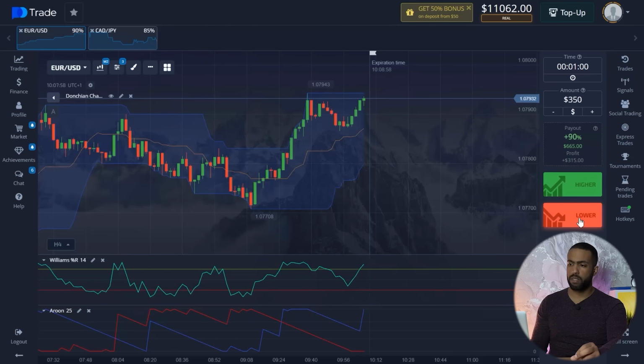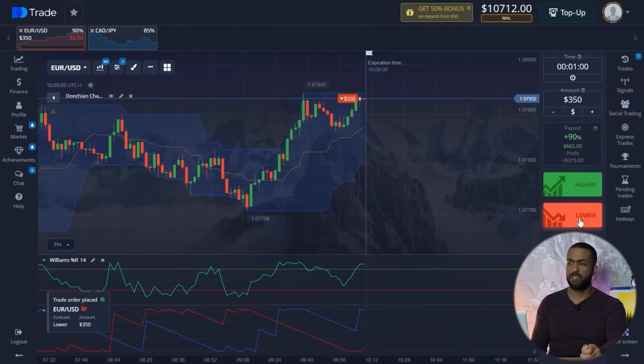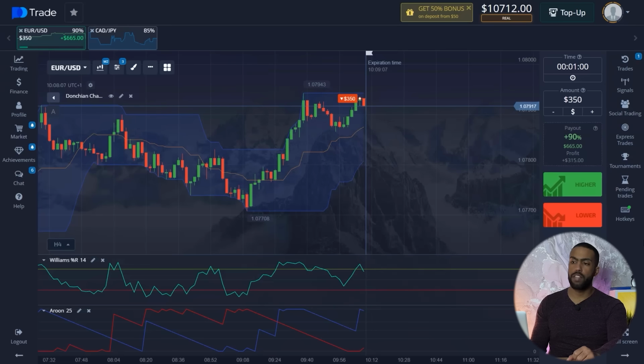So knowledge is important, guys, and I opened a down trade for $350 for 1 minute, and I think everything was obvious here. The price rose and reached the resistance level. It bounced off it 30 minutes ago, and I think the same will happen here. So that's why I opened the down trade.